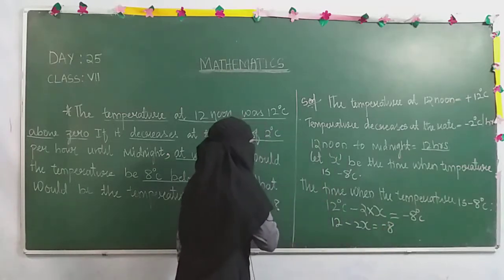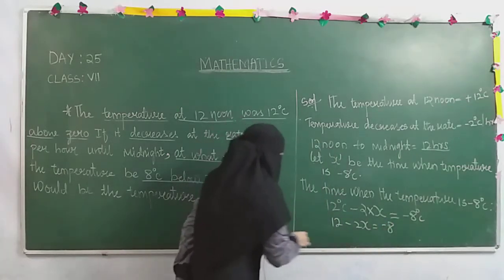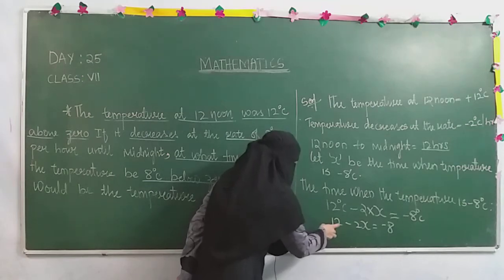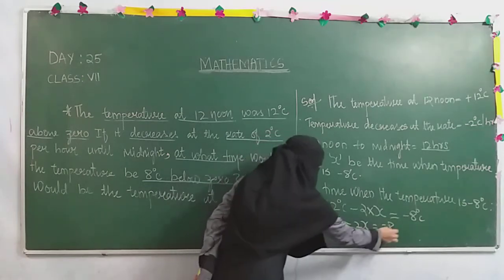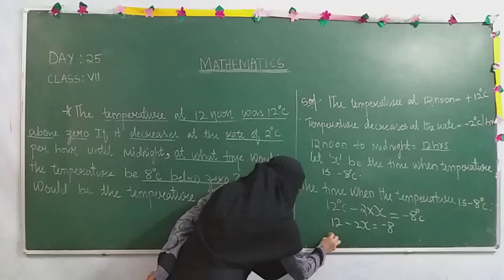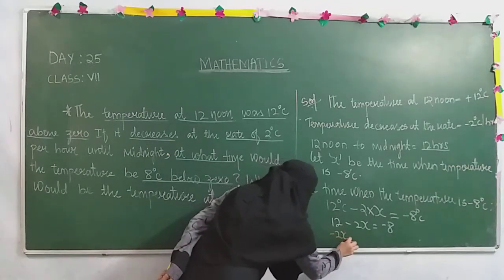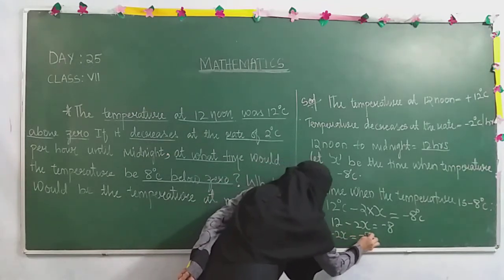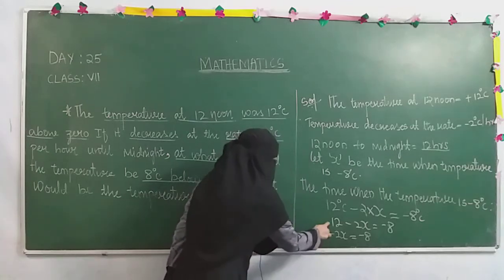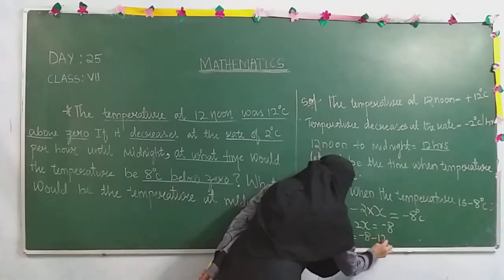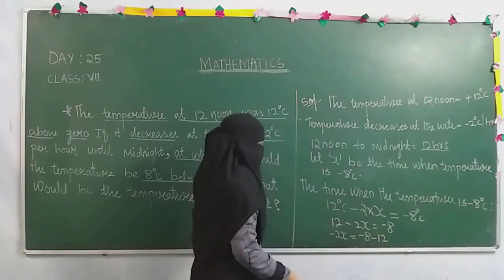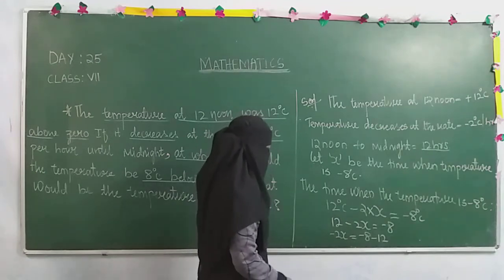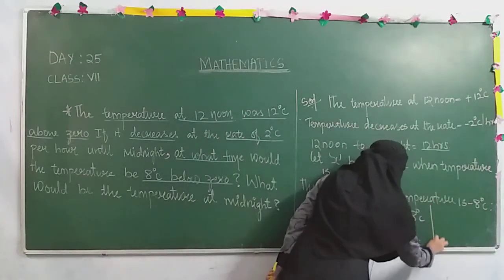Now we need to solve this equation. Everyone knows how to solve. This is a positive number, so we transpose it to the right hand side. So minus 2x equals, already minus 8 is there, then we transpose this 12, it becomes minus 12. So here I will continue.